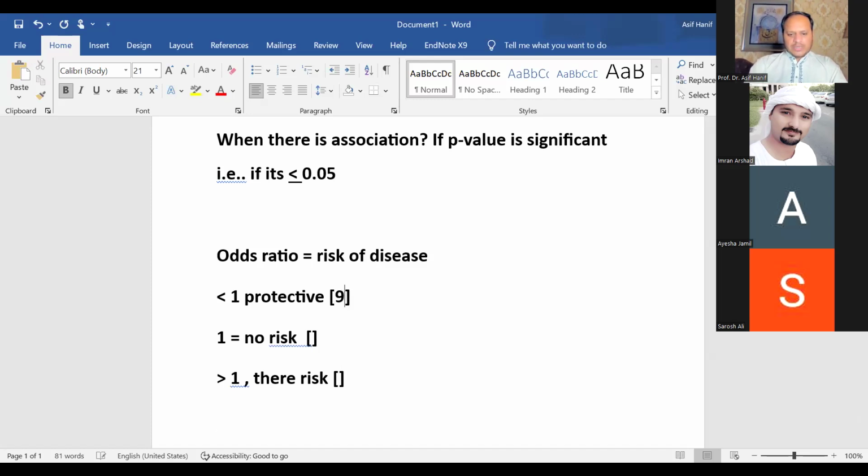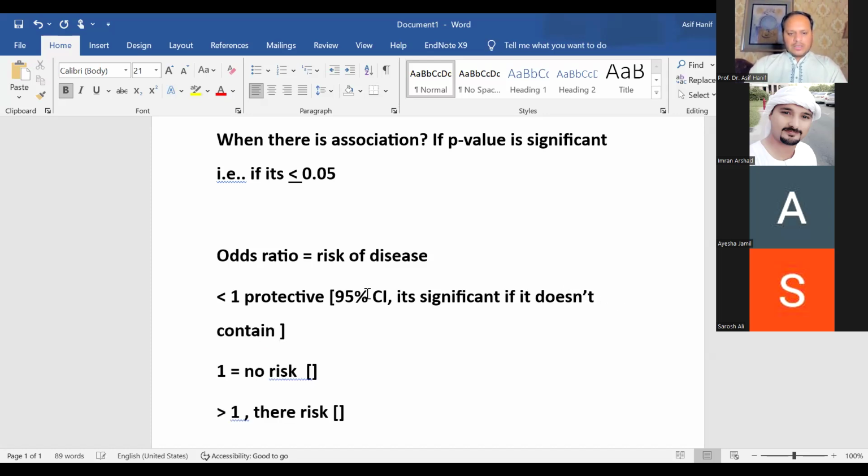For odds ratio, we calculate the 95% confidence interval. Based on this 95% confidence interval, we say whether it is significant. What is significant? Odds ratio is significant if the interval does not contain 1. Here are some technical aspects of understanding odds ratio. Like I told you, we say that it is significant if it does not contain 1.